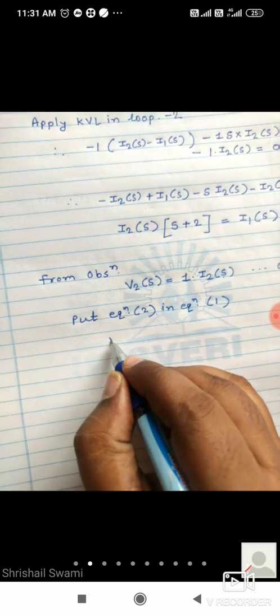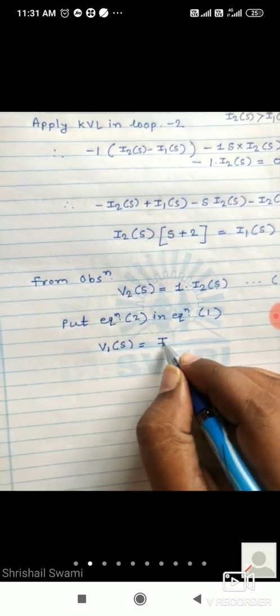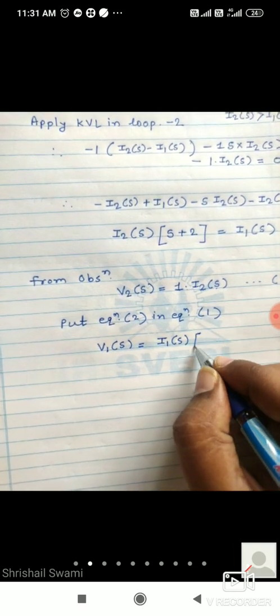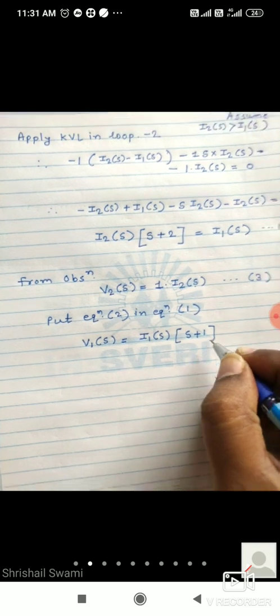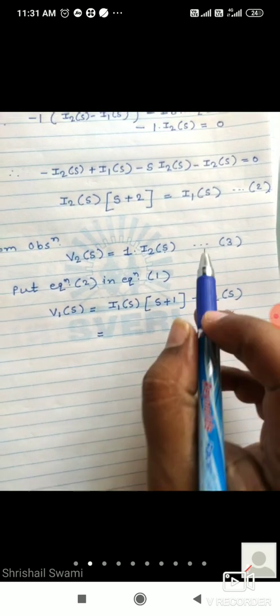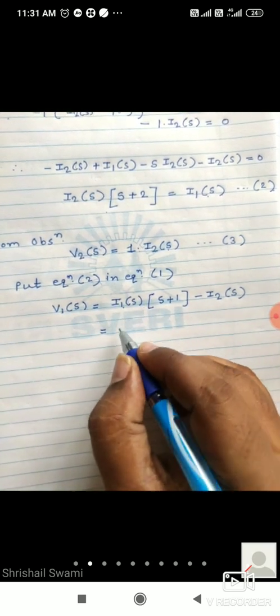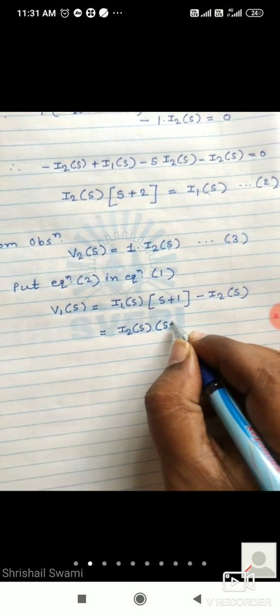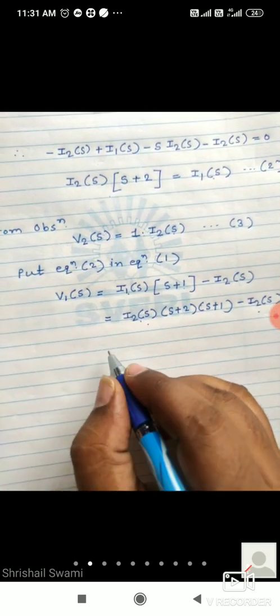ओके, सो V1 of s is equal to, इथं मी I1 of s जर कॉमन काढला तर काय होईल, I1 of s इन ब्रॅकेट काय राहणार, s plus 1 राहणार आहे, and minus I2 of s. This is as per the equation number 1. Equation 1 as it is घेतलं मी. आता इथं I1 of s रिप्लेस करायचंय by this value. So that is I2 of s into s plus 2 into s plus 1, this as it is, and this minus I2 of s. आता ह्या दोन्ही मधलं कॉमन काढू शकता तुम्ही, I2 of s.